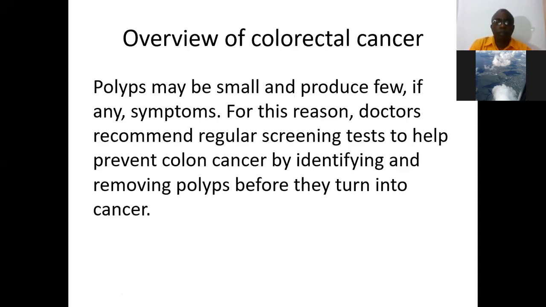Polyps may be small, or there may be few, if any, and they might have symptoms or not have any. And for this reason, doctors recommend regular screening tests to help prevent colon cancer by identifying and removing polyps before they turn into cancer. So I am saying that although they are dangerous when they reach the late stages, if you find it early, you can avoid getting cancer of the colon.